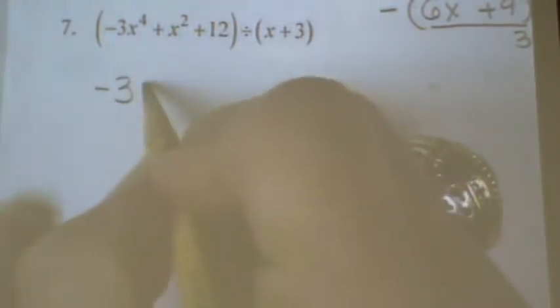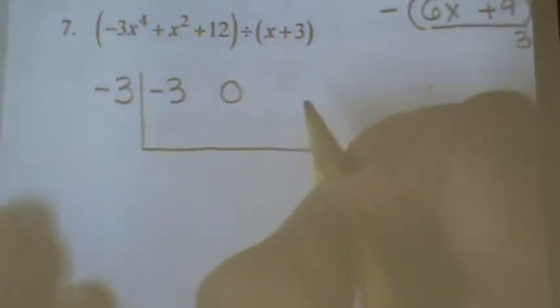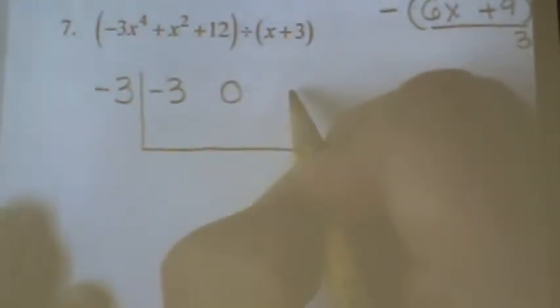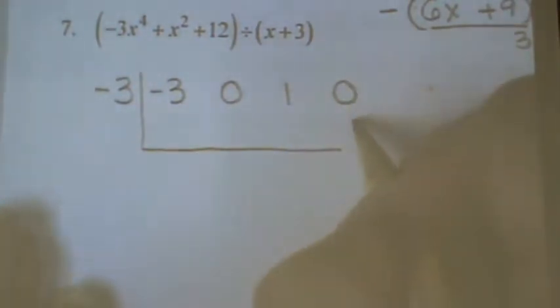Number 7. Now I can do synthetic division. What do I put outside? -3. What goes in the box? -3, 0. Why? Because you don't have x cubed, so you put a placeholder. Then what? 1. Then, 0. Why? No x. Okay, then, 12.